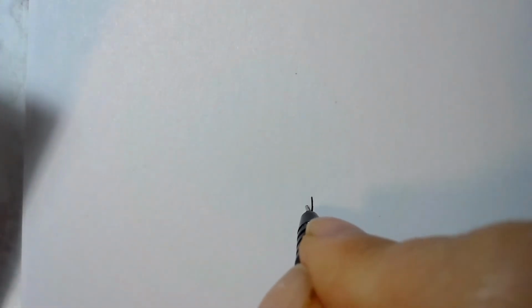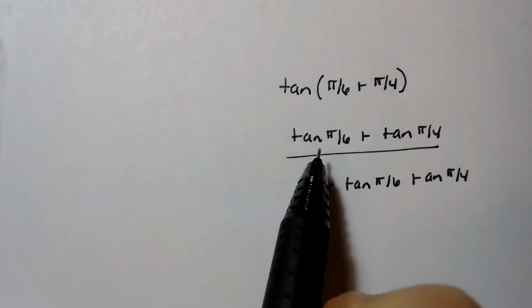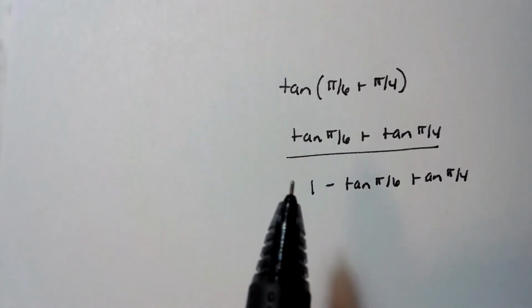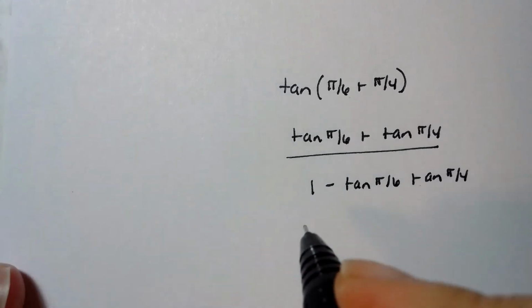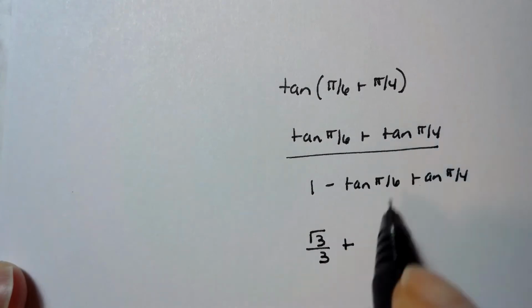We've got the tangent of pi over 6 plus pi over 4. Alright, so what I know from the formula is that this is the tangent of pi over 6 plus the tangent of pi over 4 divided by 1 minus the tangent of pi over 6 times the tangent of pi over 4, right? And the tangent of pi over 6, from your unit circle, is root 3 over 3. So I've got root 3 over 3 plus the tangent of pi over 4 is 1.